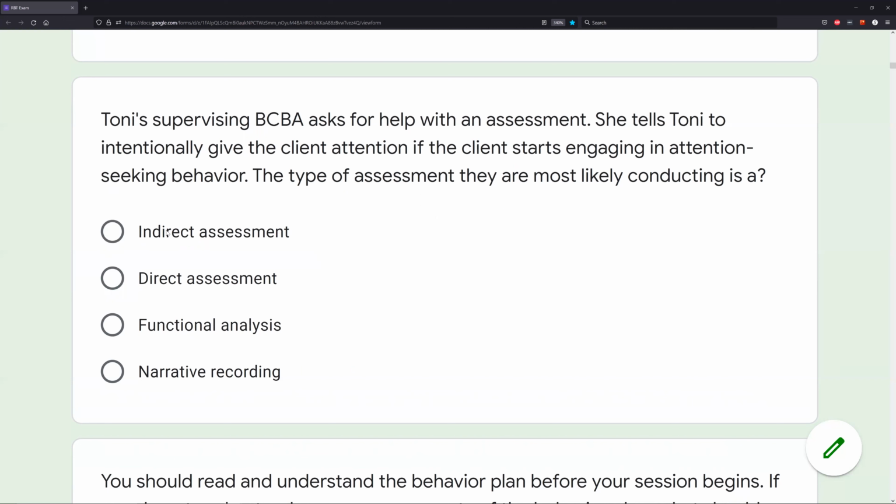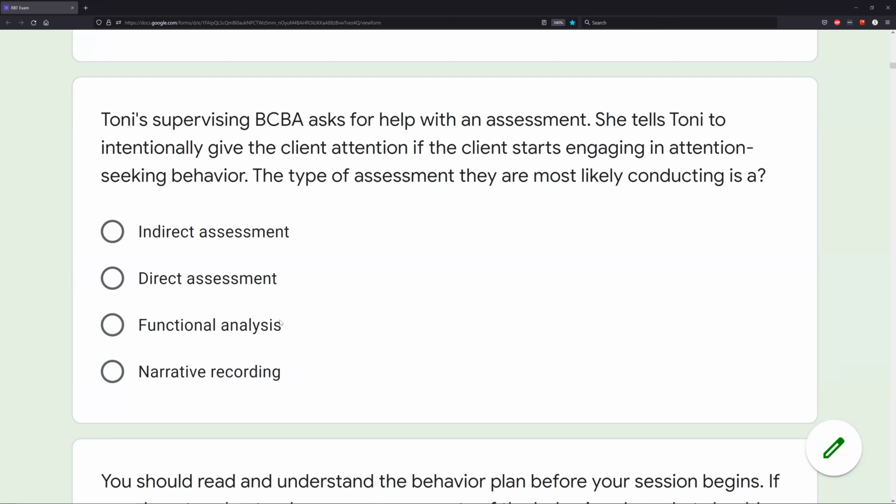We can eliminate indirect assessment. It leaves us with direct assessment, functional analysis, and narrative recording. Now, narrative recording is a type of direct assessment where we're just writing down what we see, not necessarily manipulating anything. Are we manipulating stuff here, though? Absolutely. We're manipulating the consequence. If the client engages in attention-seeking behavior, we're going to manipulate that consequence and give attention. We're not just taking a narrative, we're actually engaging. So we can eliminate narrative recording. Now, it gets kind of tricky because you're going to say, well, this is a direct assessment, and you'd be right. But what's a better answer?